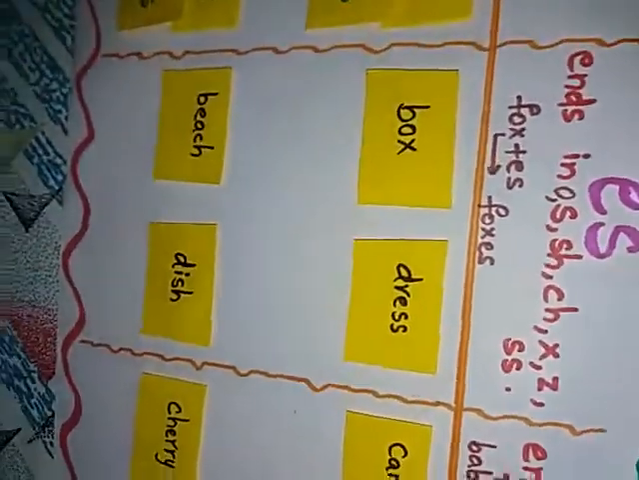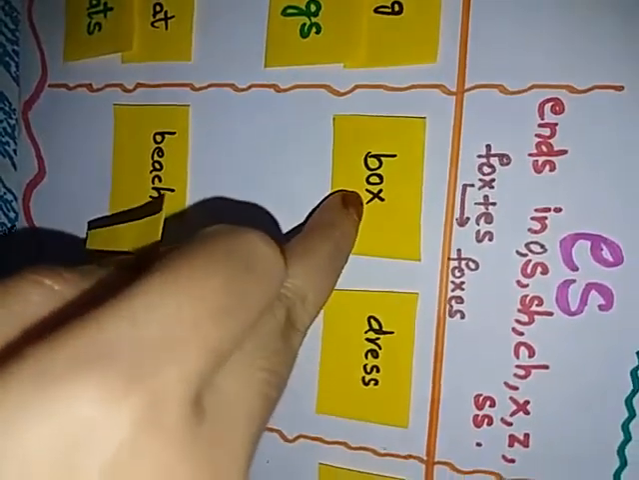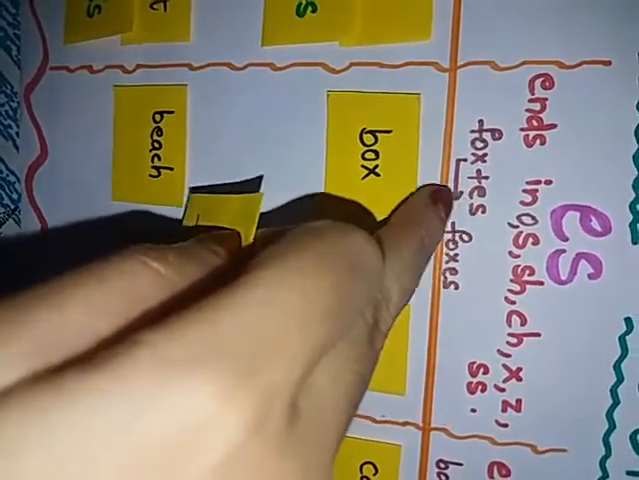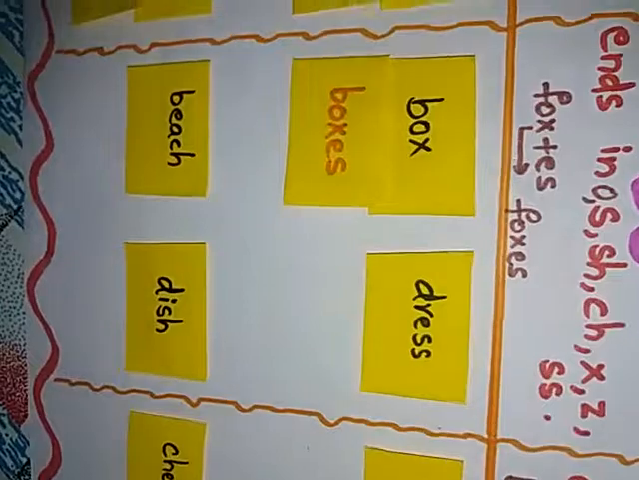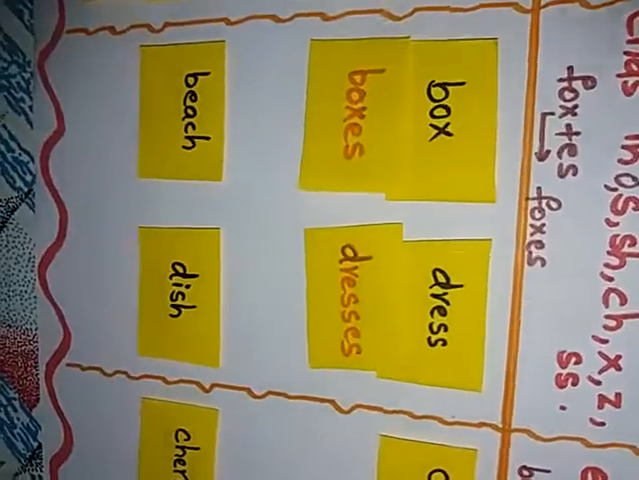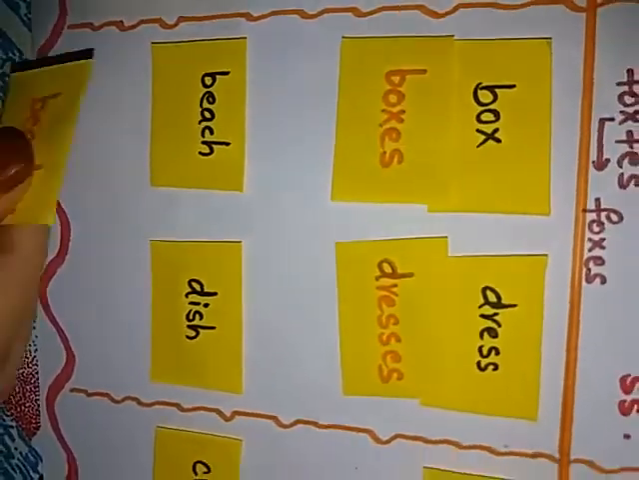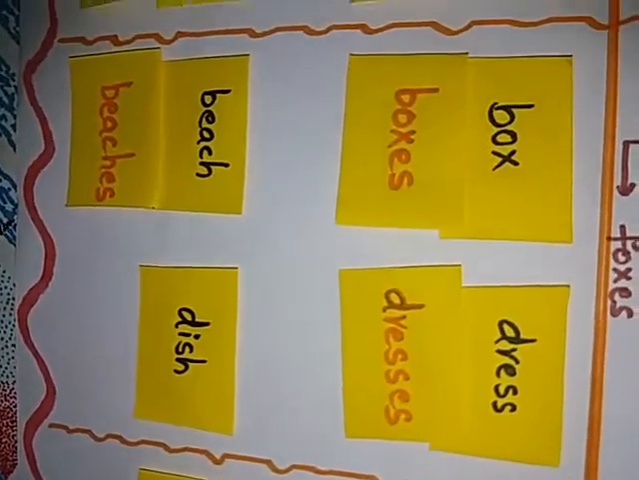Now let us go for ES. First one is box. What will be the plural form of box? It is ending with X. So what you have to add? You have to add ES. Then what it will become? Boxes. Yes, very good children. Next one, dress. The plural noun will be dresses. Next one, beach. Plural noun will be beaches. Dish. Plural noun will be dishes. Yes, very good. Now let us go for the last one, IES.